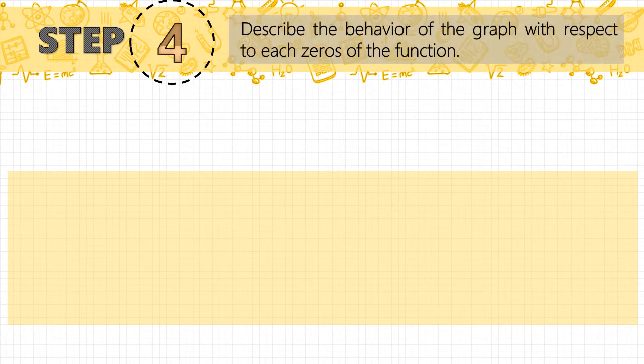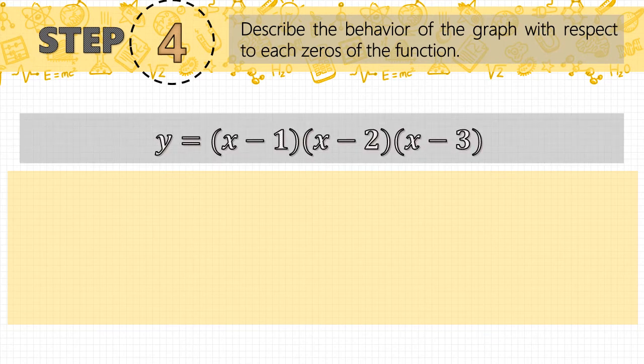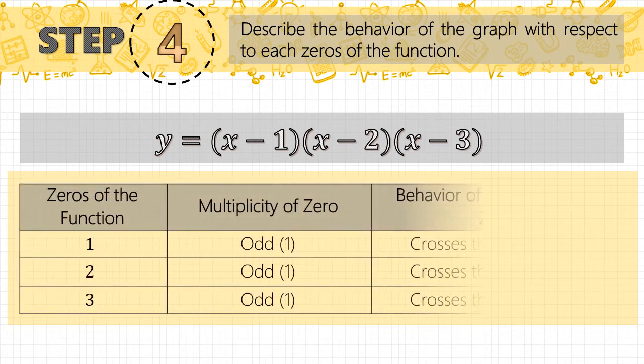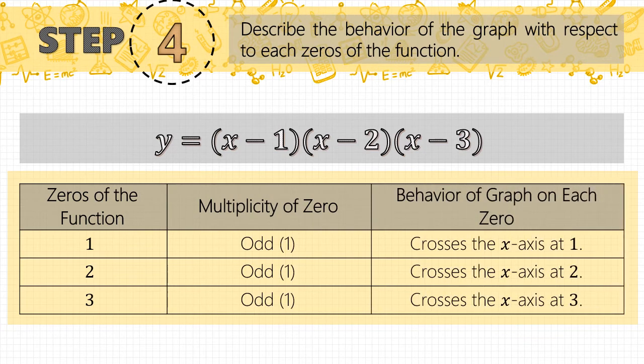Step 4. Describe the behavior of the graph with respect to each zero of the function. The function in factored form is y equals the quantity of x minus 1 times the quantity of x minus 2 times the quantity of x minus 3. The zeros of the function are 1, 2, and 3, and their multiplicities are all 1. Therefore, the graph crosses the x-axis at 1, 2, and 3.